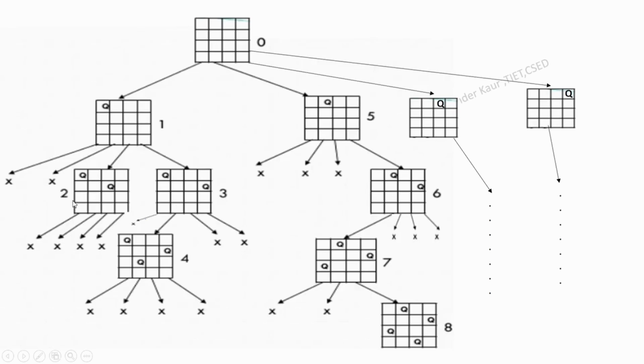In this level, if you want to place the queen in the third row, this position is not possible. That's why this position is also not possible. This position is also not possible. This position is also not possible. That means all the 4 positions for placing the queen at the third row for this current pattern are not feasible.